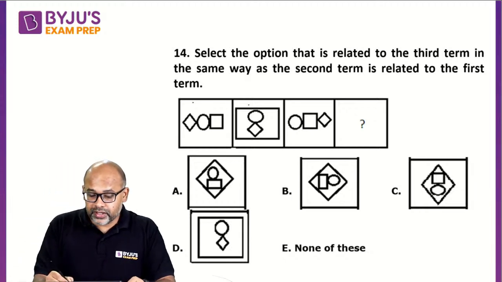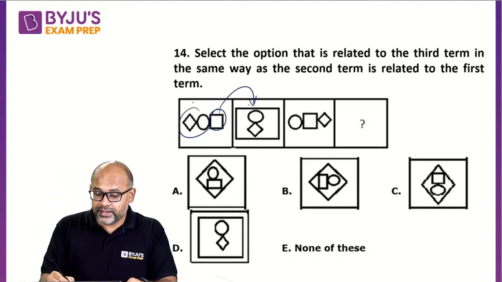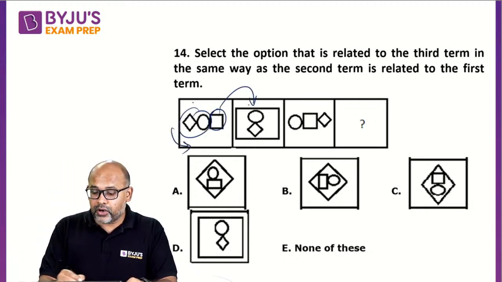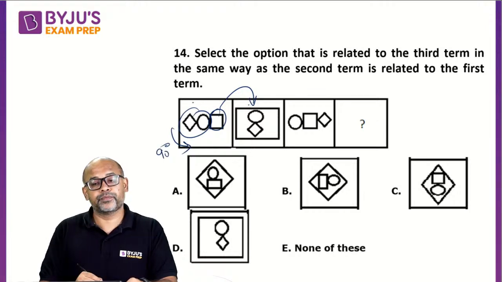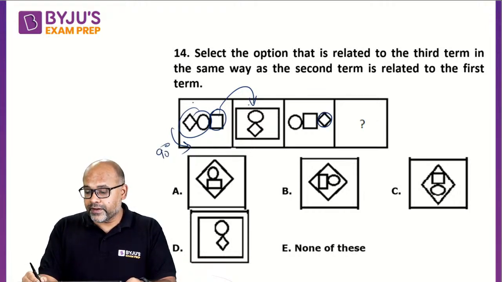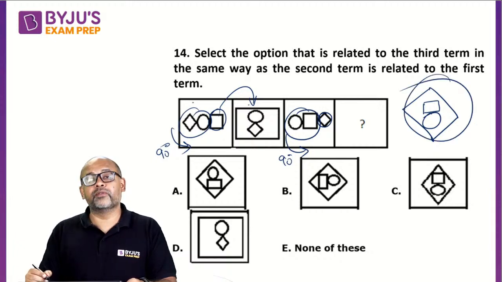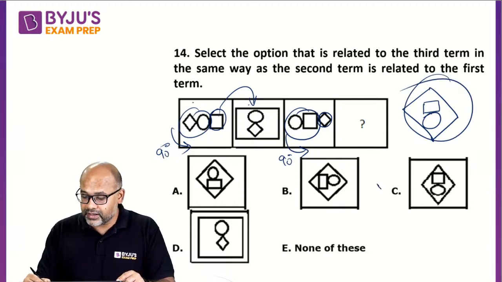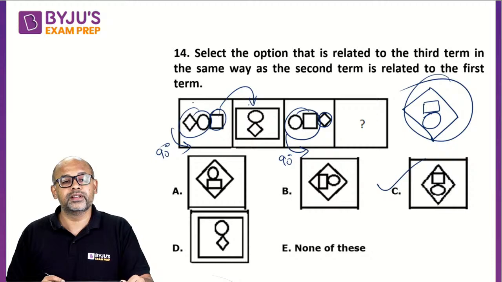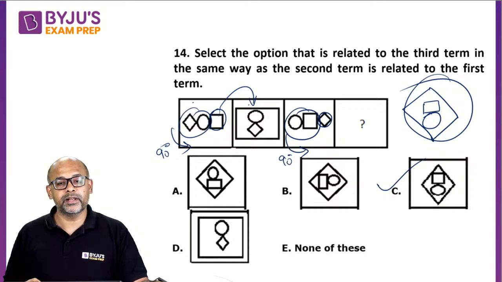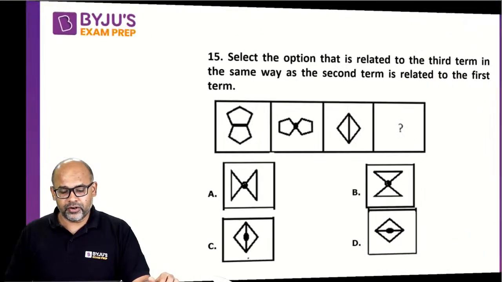Right, so the third figure comes out and this is counterclockwise 90 degrees. So the final figure, the right side figure should be coming out and this should be counterclockwise 90 degrees, which means you'll be having a square and a circle. So the orientation should be somewhat like this. So where is it like that? It is there in option number C. Simple. Okay, last 3 or 4 questions.